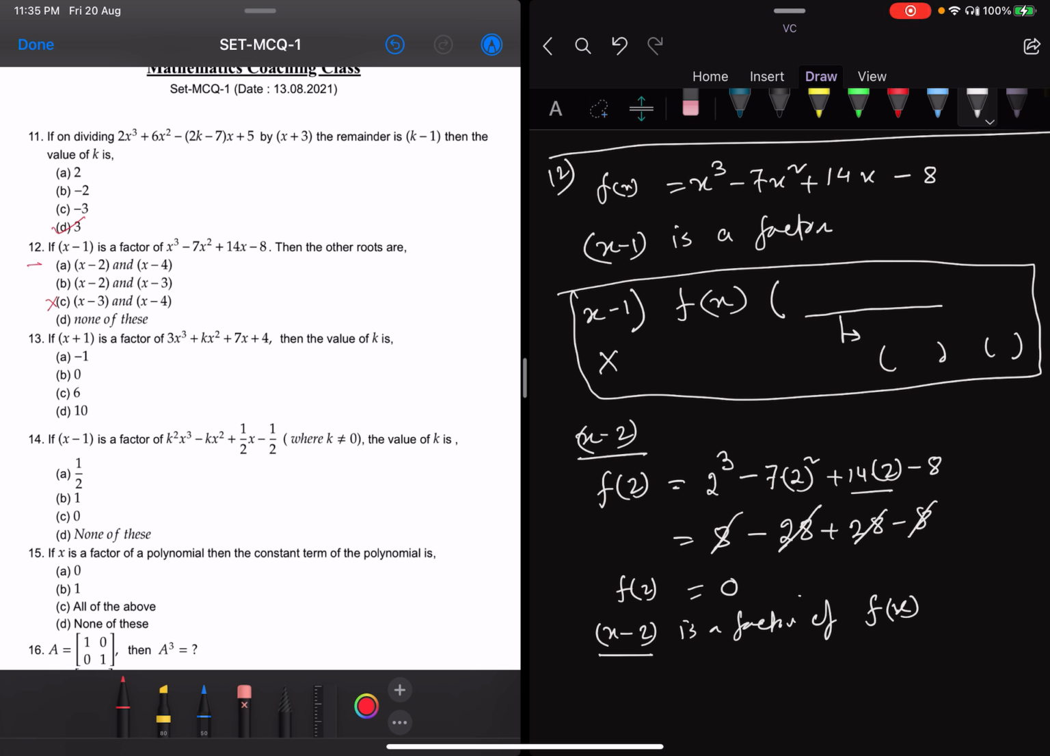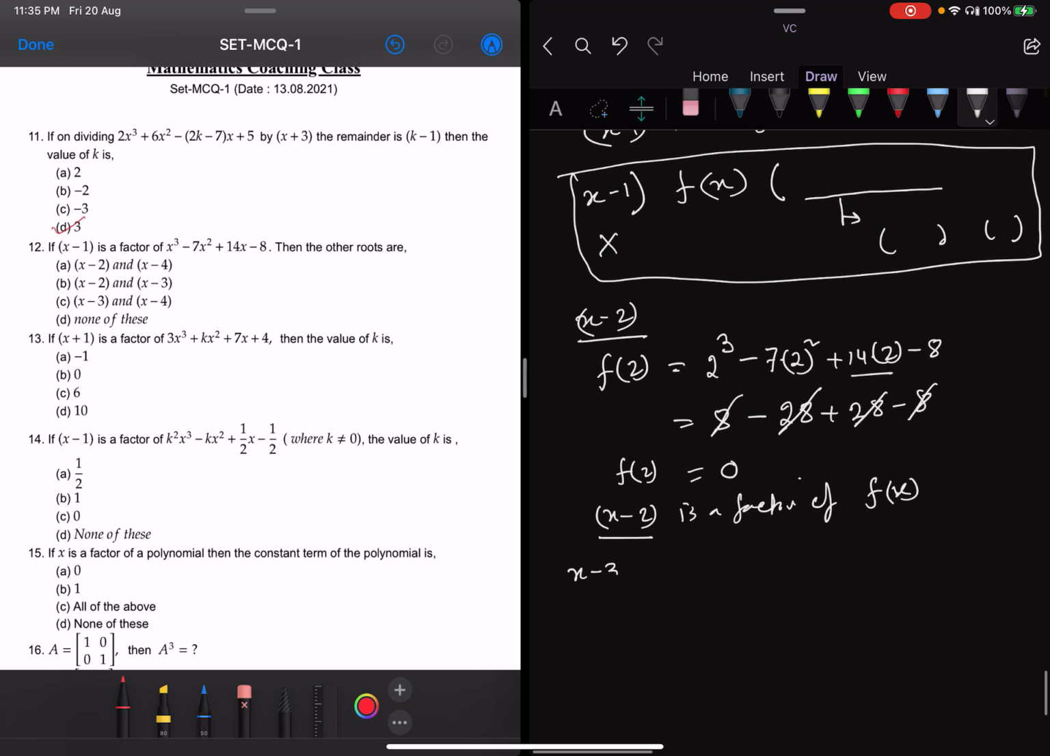Now we have to check whether these two options are correct or not, because these two options contain x minus 2. Now we have to check for x minus 3 or x minus 4, which one is correct. Okay, let us check x minus 3. For x minus 3, we will check f of 3. Why? Because if we consider x minus 3 equals 0, then we will get x equals 3. We have to put the value of x equals 3.